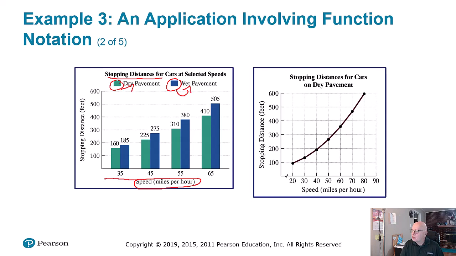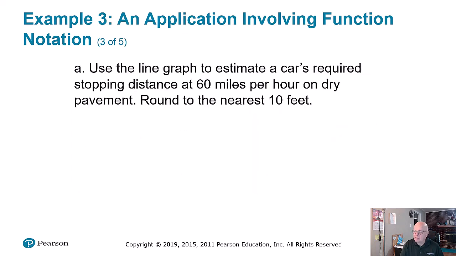If you put those two together, this is for dry, so you just take the green bars we've got here, here, here, and here, and graph those on our XY coordinate plane or Cartesian coordinate system. Notice that it's not a straight line, so you have to use your artistic ability and smooth that in the best you can. Using a line graph, you can estimate the car's required stopping distance at 60 miles per hour.